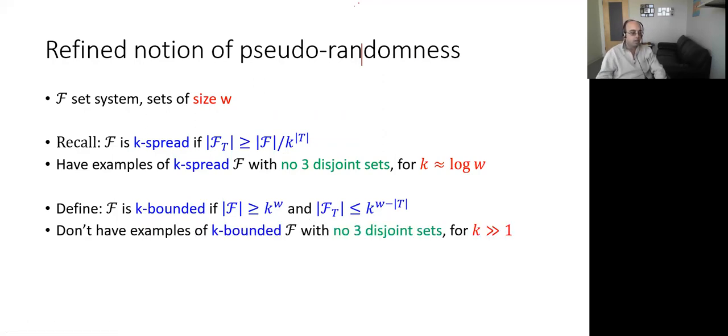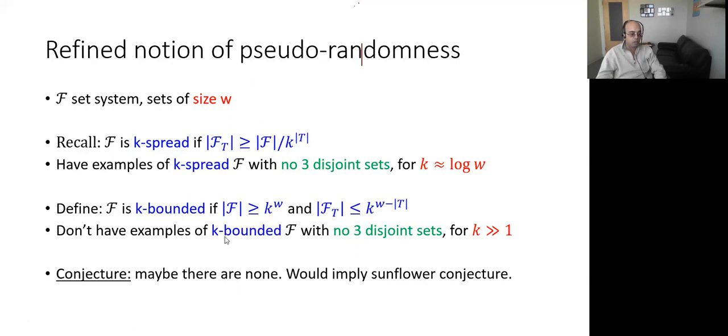Well, it turns out that if you care about satisfying, then even for this one, you need log W. But if you really want to talk about 3 disjoint sets and not think about satisfying, then for this one, we don't have counterexamples. So maybe one concrete question to ask, and maybe make this a conjecture, is that maybe this is the right condition. Maybe if you have this notion of pseudo-randomness, then you must have 3 disjoint sets. And maybe a good starting point is to prove you have 2 disjoint sets. Even this we don't know how to do.